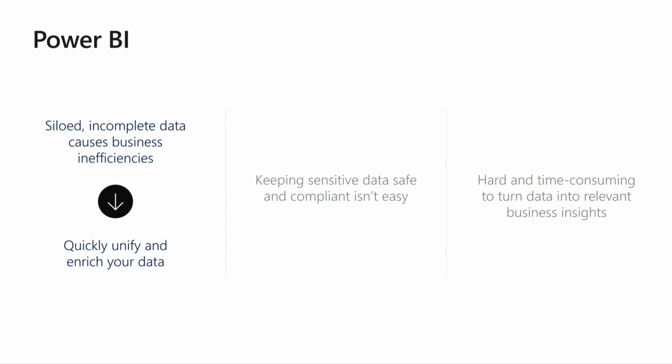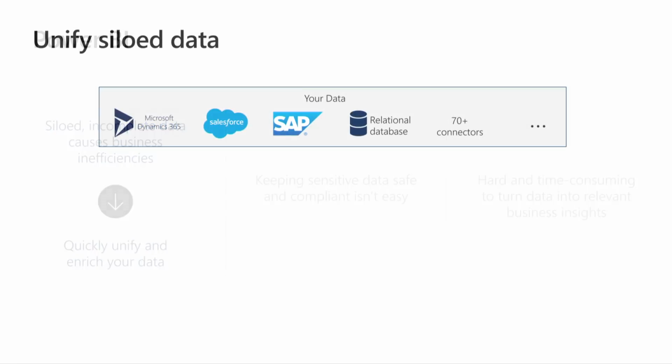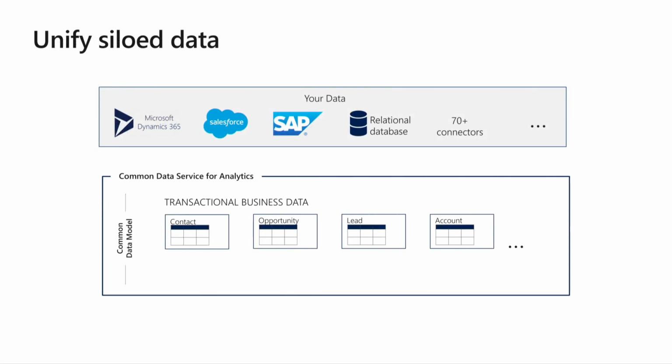First, let's start by understanding how CDS for Analytics helps you quickly unify and enrich your data. CDS for Analytics brings a big data store to Power BI. This data store has a built-in schema called the Common Data Model, which provides a rich set of entities across all the major functions in an enterprise: marketing, sales, customer and field service, operations, finance, and talent. We leverage the 70-plus connectors that Power BI already has to line of business systems like Dynamics 365 or Salesforce to bring data into the common schema.